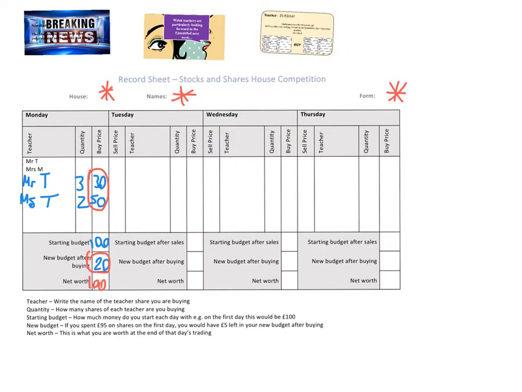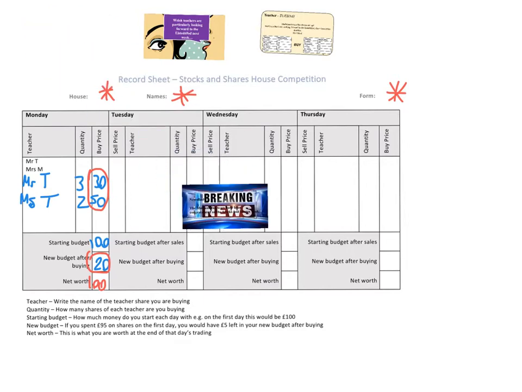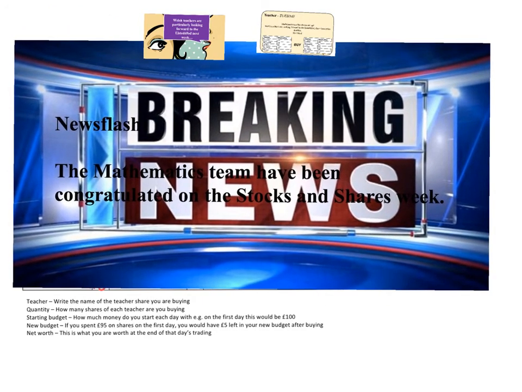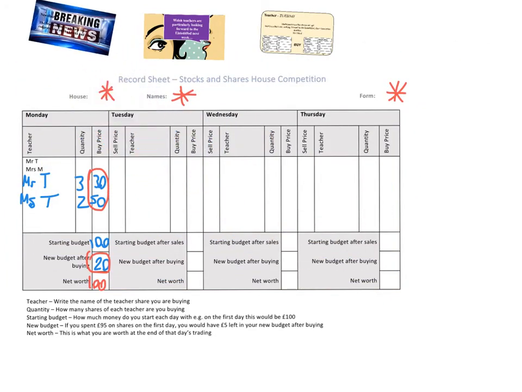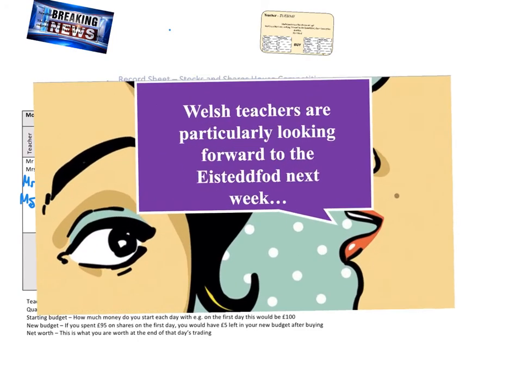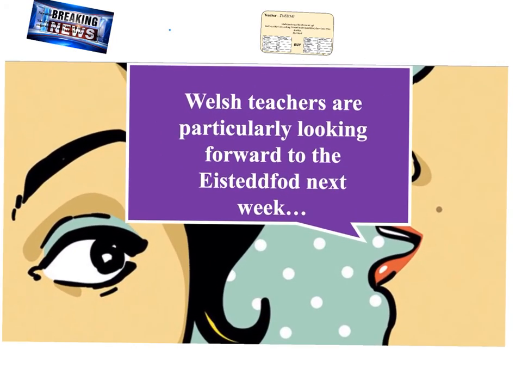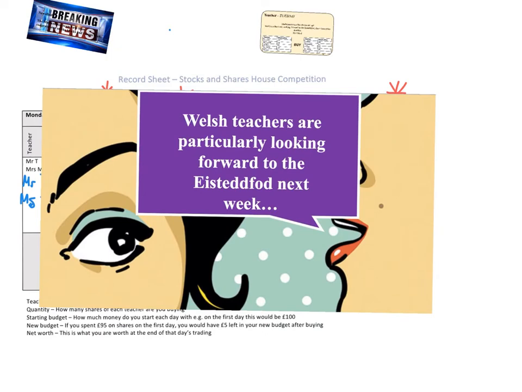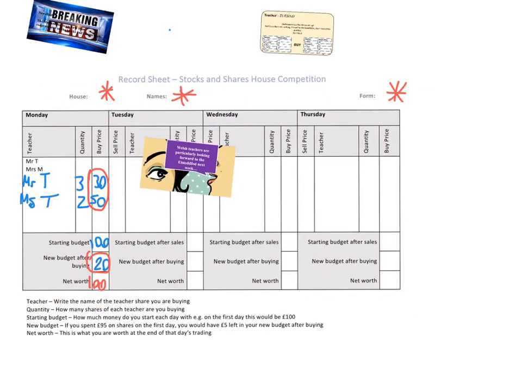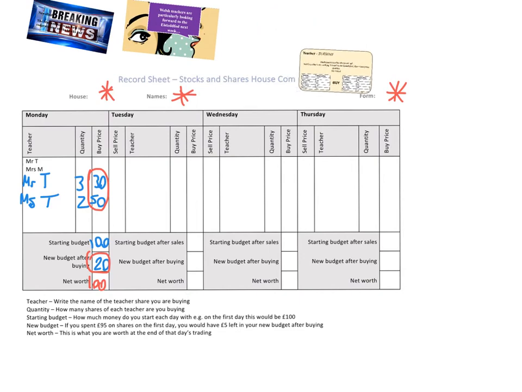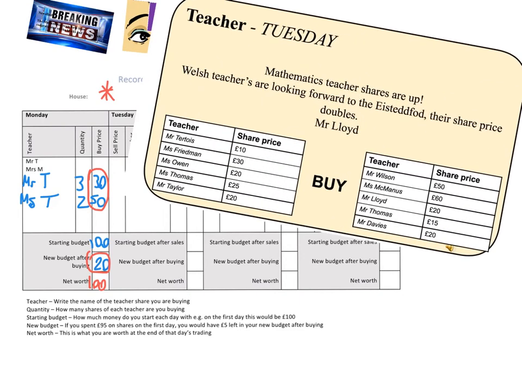When you get to Tuesday, there are some other things that will pop up. So for example, you might have breaking news. The maths team have been congratulated on the stocks and shares this week. That might make their shares go up. There might be news that makes shares go down. There might be some gossip. So for example, Welsh teachers particularly looking forward to Eisteddfod next week might make their shares go up. You might find another teacher has a puncture and their shares go down, for example.